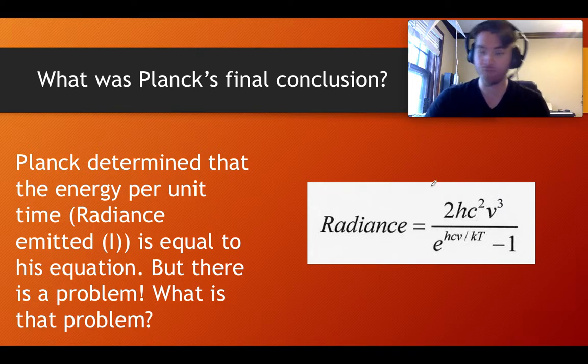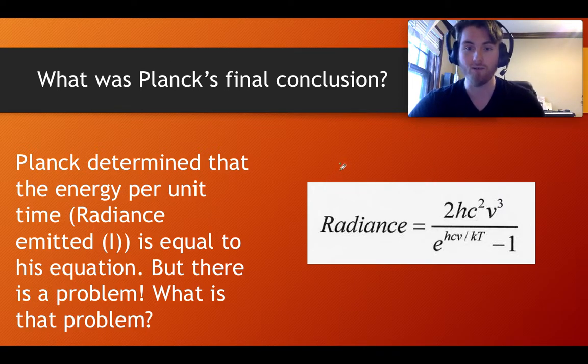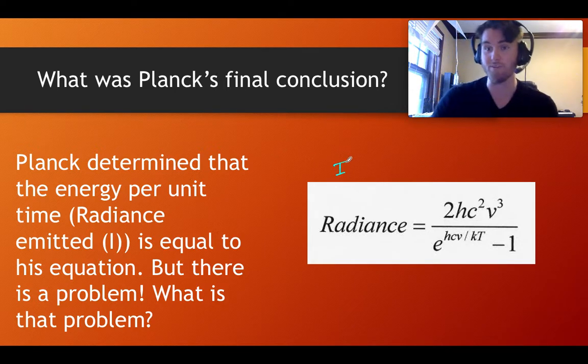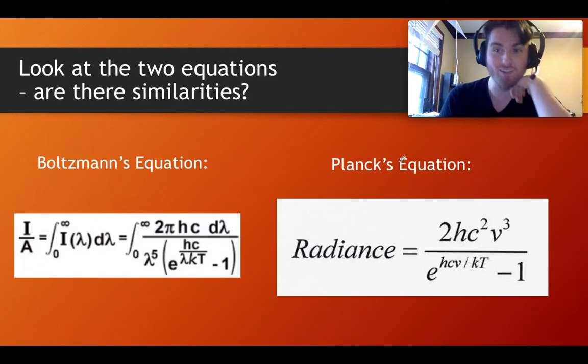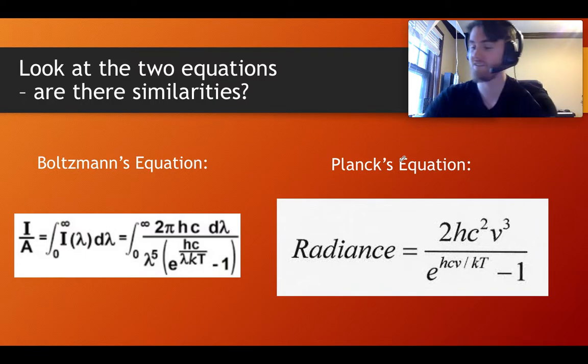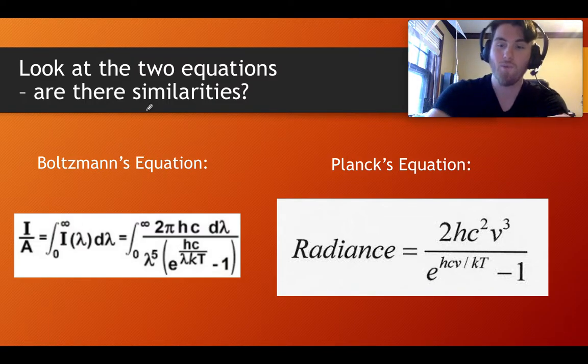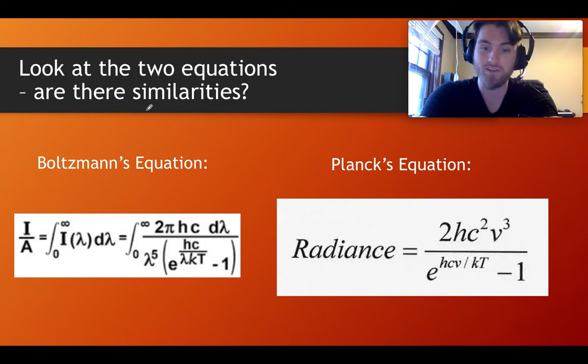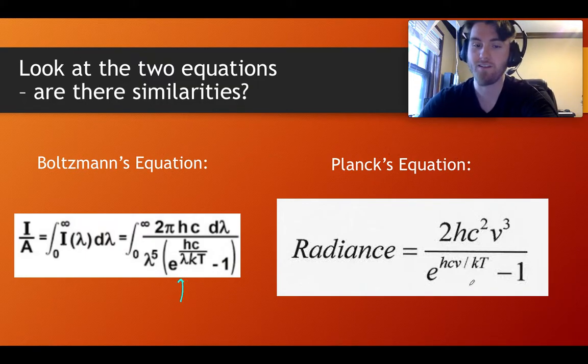This is the actual equation in radiance, which is always denoted by just the variable I. So it's talking about the same thing, but there's a big, big problem with Planck's equation. First off, let's talk about this problem. If I show you the similarities between these two equations, Planck's equation and Boltzmann's equation, I want you to look for a second and think, what in the world are the differences between the two equations? Specifically, what do you see right down here between these two equations?